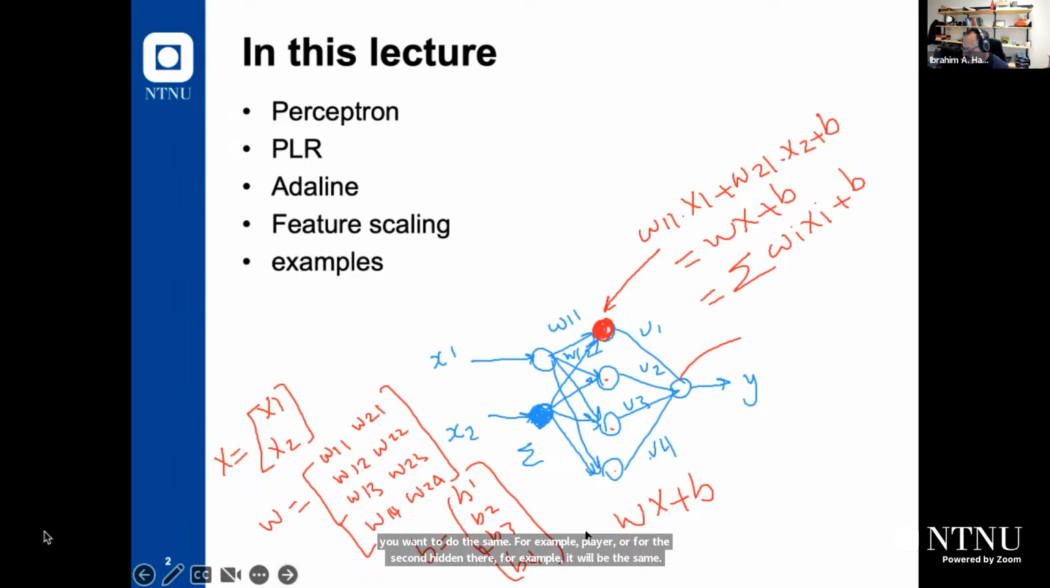I can just call it, for example, z, equals this. And I will multiply for the output layer also. So if I need to find y, it will be, for example, v multiplied by z, plus the bias here. It could be, for example, b, by, for example. So it will be like this one.